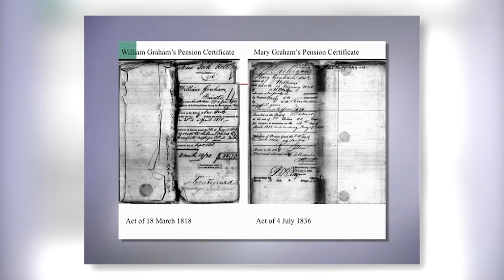Both William and his widow Mary applied for pensions during their lifetimes. William Graham applied for his pension under the Act of March 18th, 1818, and then after his death in 1824, his widow Mary applied for her own pension under the Act of July 4, 1836. So both of their pension certificates are included in the pension file.